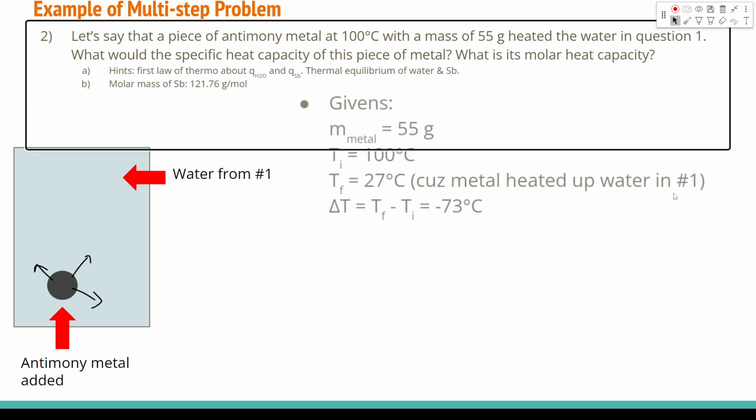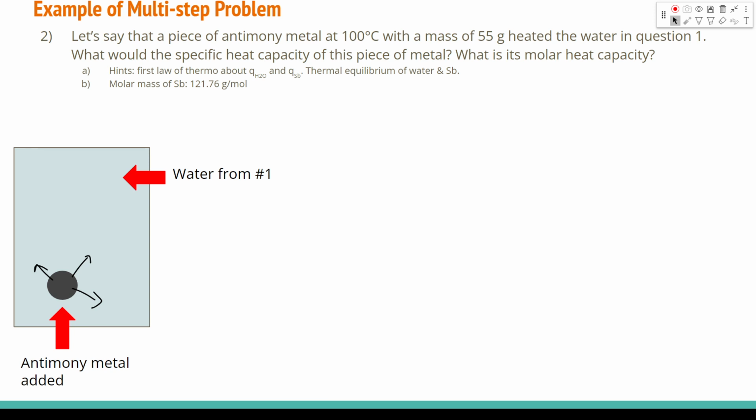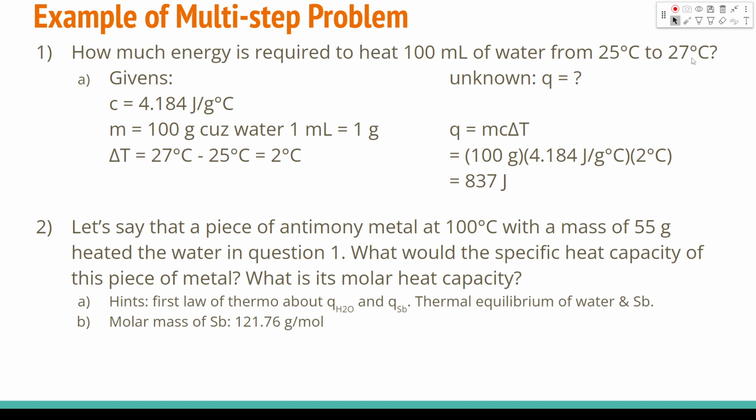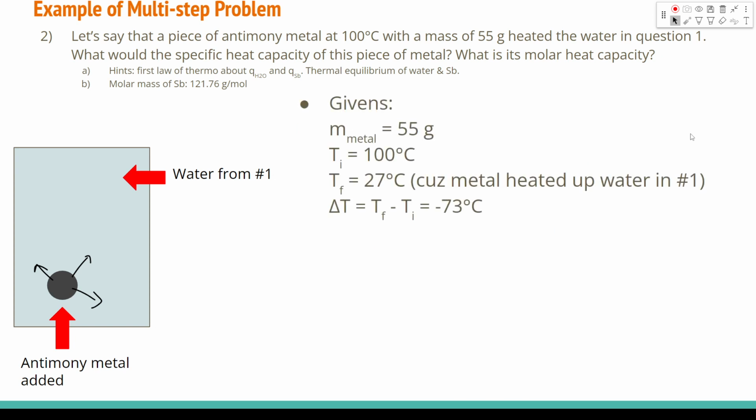Cool. Okay, there we go. And so here are my givens. I'm just listing my givens again. I could have just written it on the problem itself like how I did it before. But notice I actually have my T-final. I have the fact it was 27 degrees Celsius, because remember, this piece of metal heated up that water. And so to go back to the first question, the water went to 27 degrees. It was 25, then it became 27 by this piece of metal that we threw in there, in order to raise it 2 degrees because of thermal equilibrium. And so I have my delta T here, so I calculated it right here.